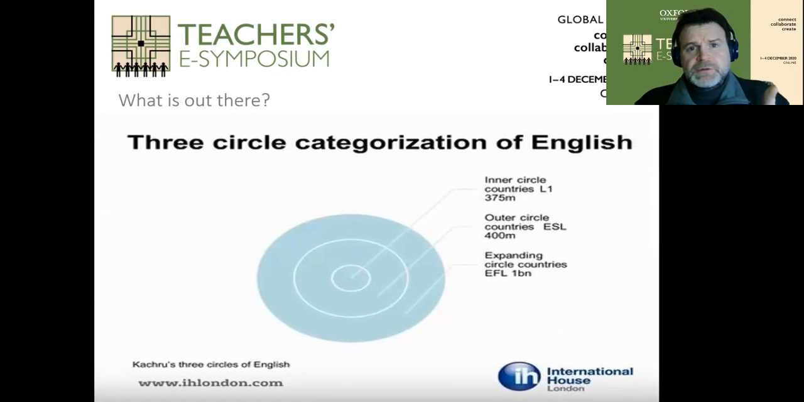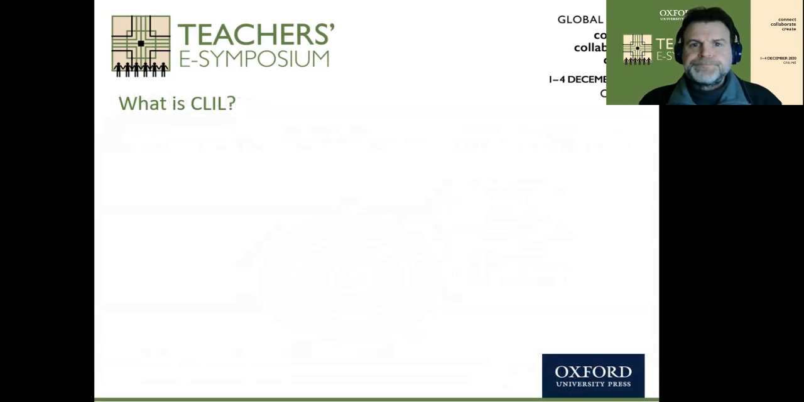And the third circle, expanding, which is larger than the other two combined, are the countries that use English as a foreign language. And though I'm not deeply familiar with Pakistan, I know it's not in the first circle, and even though it has English as a second official language, this might not be accurately reflective of your teaching context. You may find yourself teaching in what feels more like an EFL context, or somewhere between EFL and ESL.